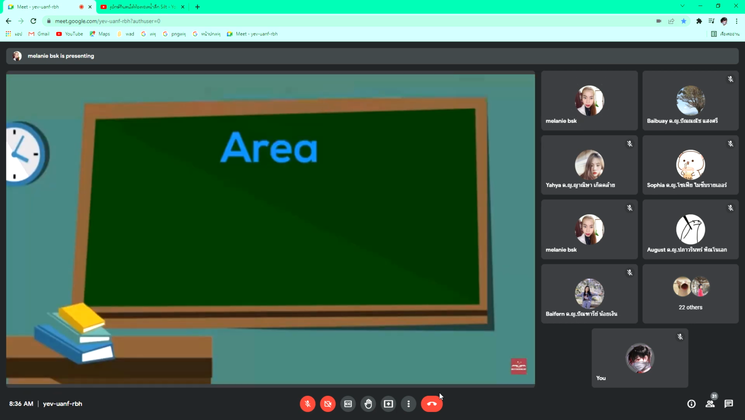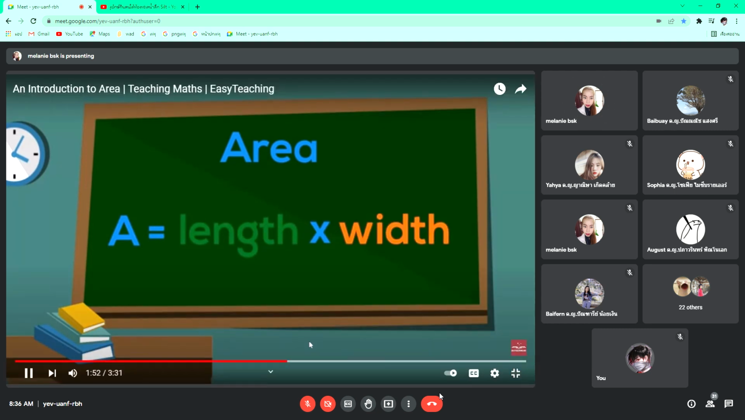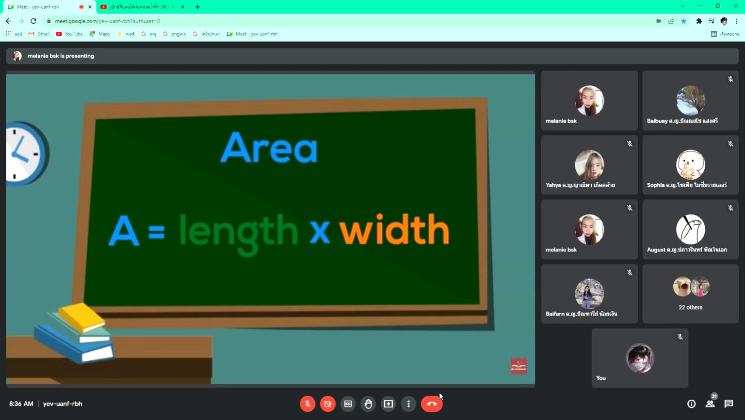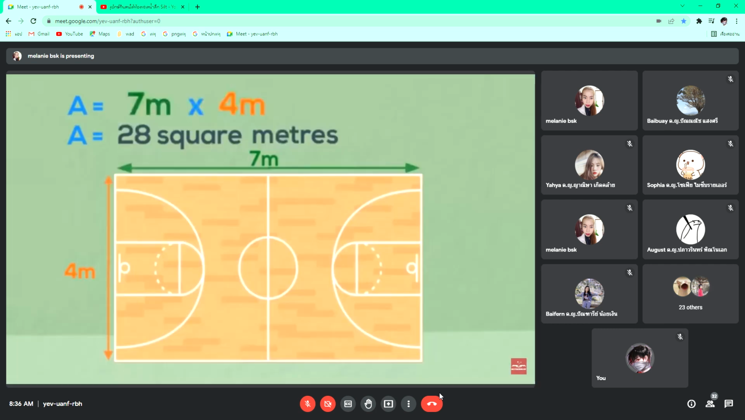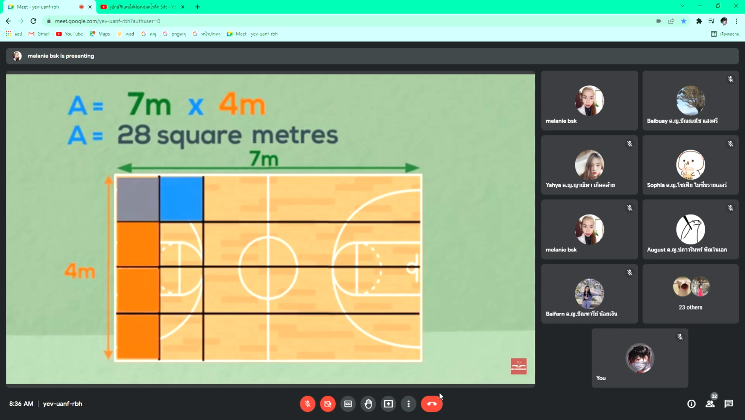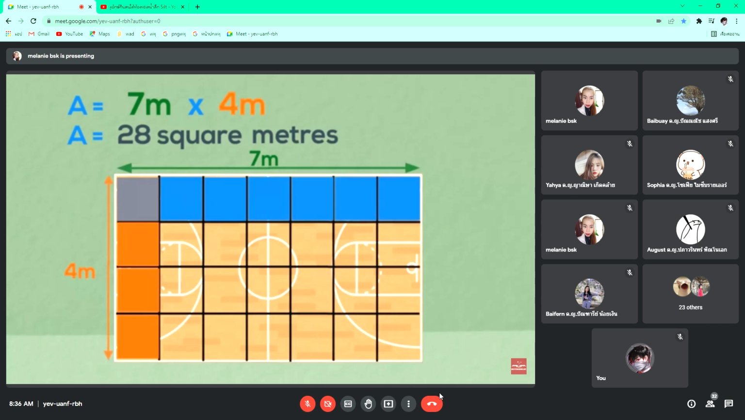So, now we know the rule. Area equals length times width. But let's go back to our last example. We know that we have 4 rows, each with 7 squares. 7 times 4. We can see that 28 squares fit perfectly over the area. It is 28 square meters, or meters squared.